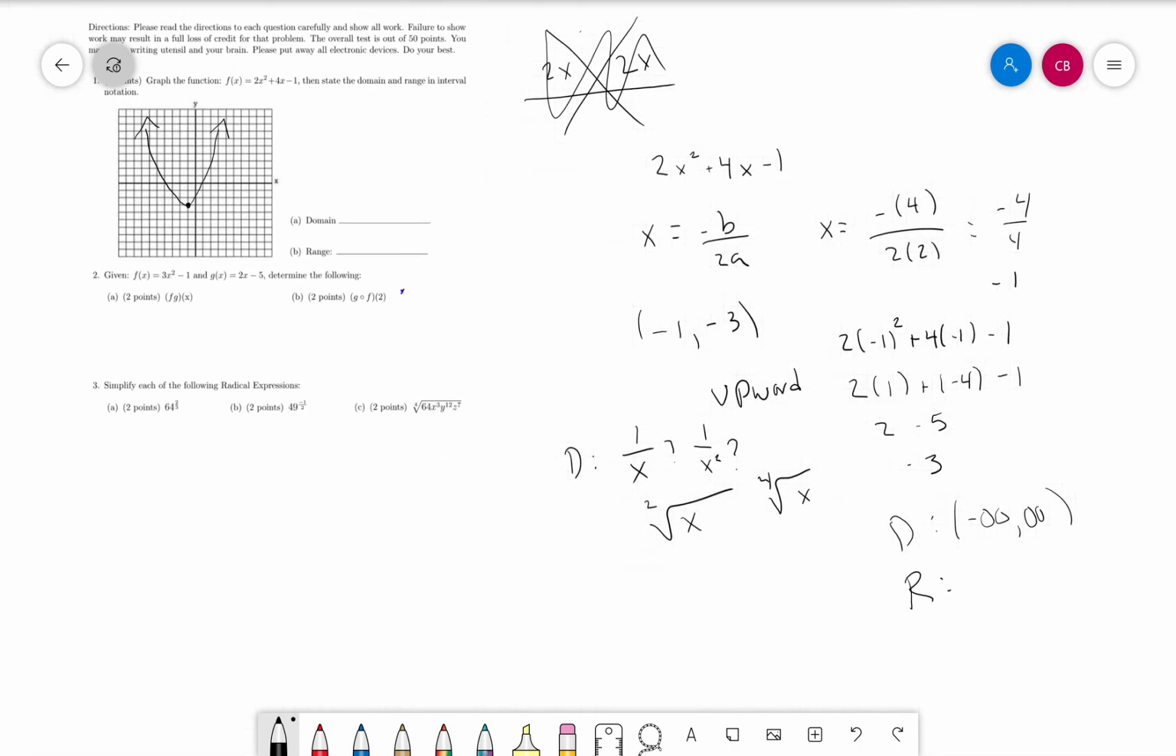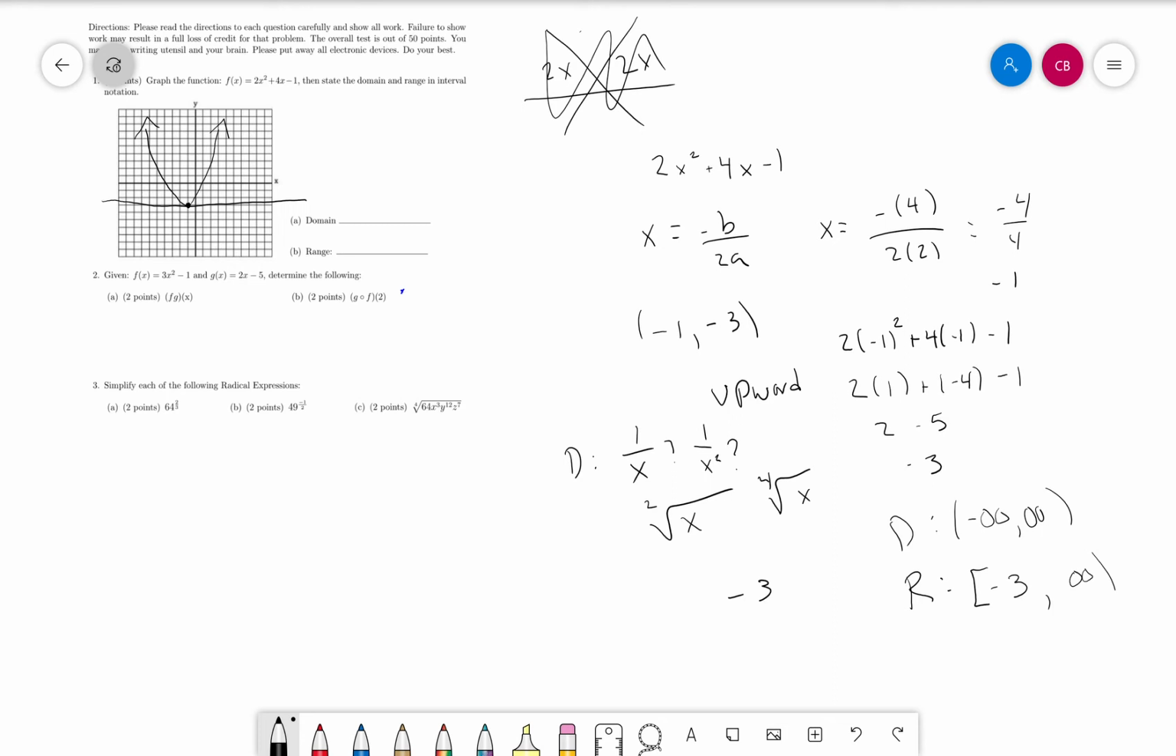Now the range is a little bit limited. If we look, the lowest point we can get to is right here. It's the vertex, which is at negative 3 for y. Negative 3 is a point on the graph because negative 1, negative 3 is the vertex. And it goes up to infinity. And so that would be the range for that. And so you'd be able to get the domain just by asking the questions, and then the range by looking at the picture.